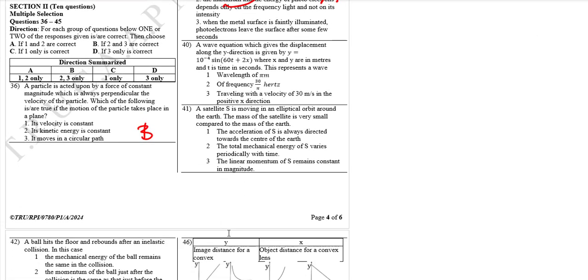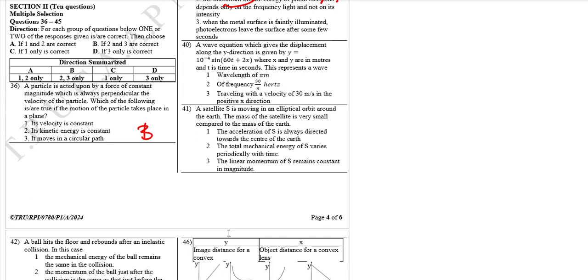Number 40. A wave equation which gives the displacement along the y direction is given by y equals 10 to the negative 4 sine of (60t plus 2x), where x and y are in meters and t is time in seconds. This represents a wave of wavelength pi meters, frequency 30 Hz, traveling with a velocity of 30 meters per second in the positive x direction.